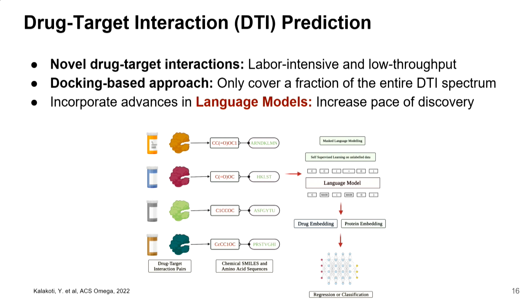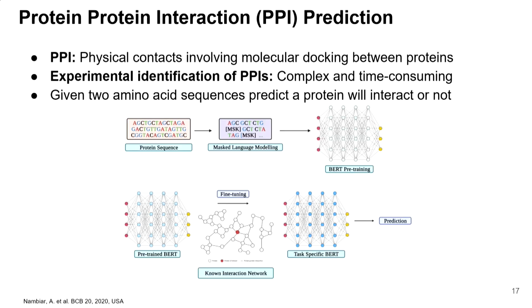depending on the task, whether it's a regression or classification. Typically it's a classification, whether we want to know what kind of targets a new drug has, or whether it can work on specific targets. So this is another application people have looked at for drug target discovery. Another one people have looked at is protein-protein interaction prediction.